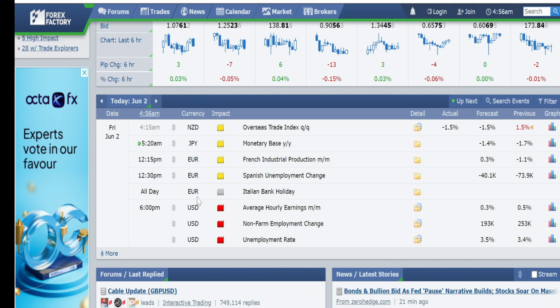We have Italian bank holiday, and from 6 p.m. we have 3 high impact news for US dollar related currency pairs. So we can expect lots of volatility in gold for today. Let us proceed with our gold analysis.